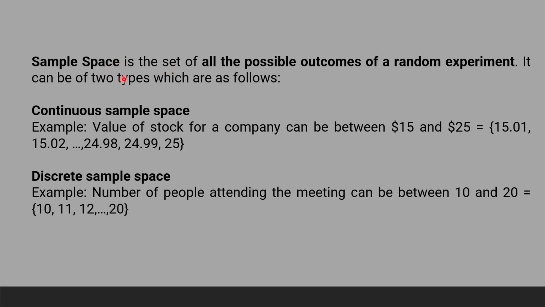Now we will understand sample space. Sample space is the set of all possible outcomes of a random experiment. For example, if you are rolling a die, then all the possible outcomes will be 1, 2, 3, 4, 5 and 6. There are two types of sample spaces: continuous and discrete. The value of a stock for a company can be between 15 and 25, so it can be 15.01, 24.98, etc. That is a continuous sample space. Discrete is a whole number, so the number of people attending the meeting can be between 10 and 20.